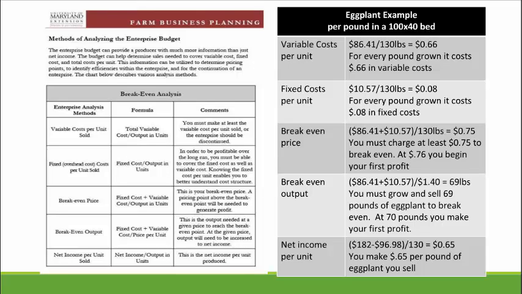You can also do that for fixed costs. So for every pound grown, it costs about 8 cents in fixed costs. Then we can look at our break-even price. So we know that we need to charge at least 75 cents to break even on our eggplants. And at 76 cents, we begin to make our first profit, or penny. All right?